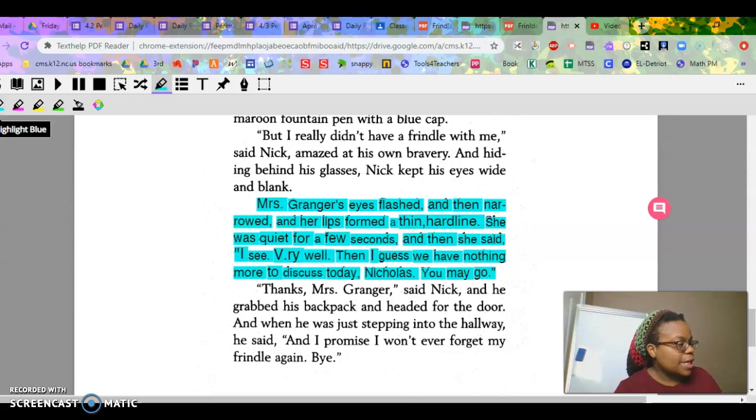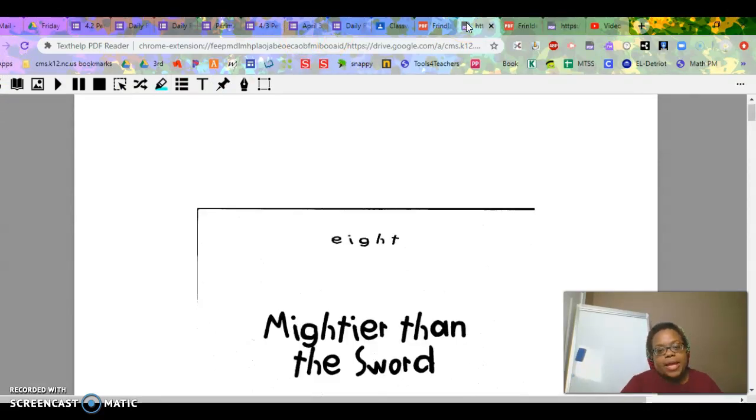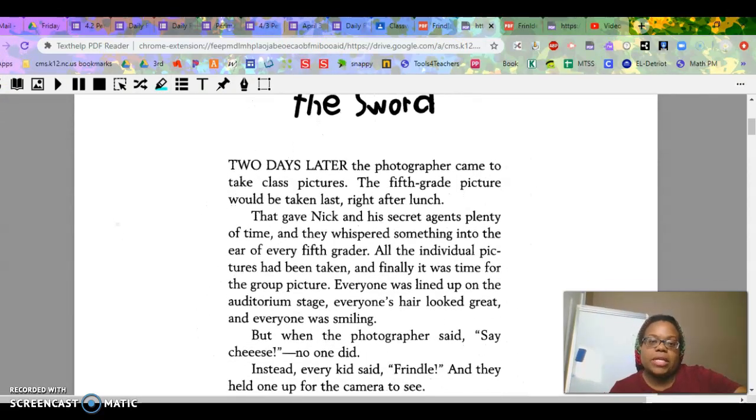All right, so the next question I wanted to go over is, how did Mrs. Granger react to the class photo? So in order to be able to answer this question, we need to go into chapter 8. Okay, so mightier than the sword.